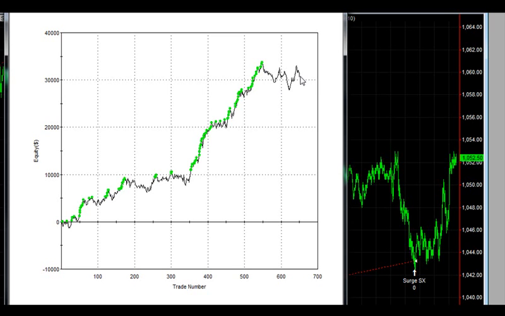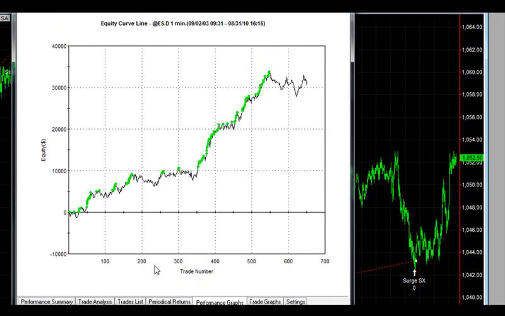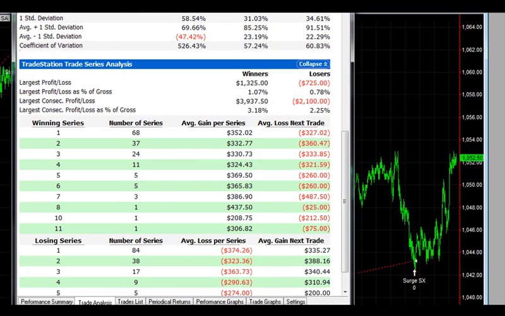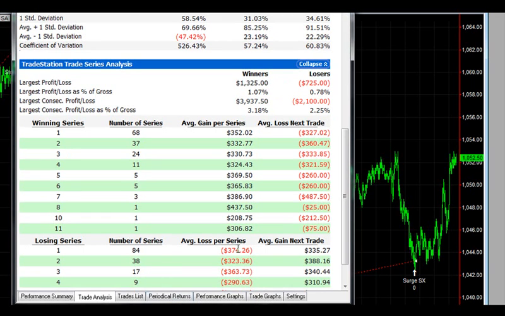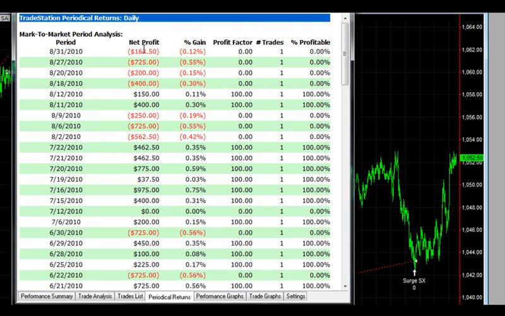It has about a $700 stop loss, so you'd have to have 5 losers to get you out on this. And we've already had 4 losers in a row. Something else I want to show you: potentially a way to start a strategy is to look at the trade analysis tab in the TradeStation performance summary. Scroll down to the bottom and you see the winning series and the losing series. Looking at the periodic returns, these are the last trades: 3 losers in a row, then 2 winners, and 4 losers in a row. So it's had a very low percentage of winners lately.